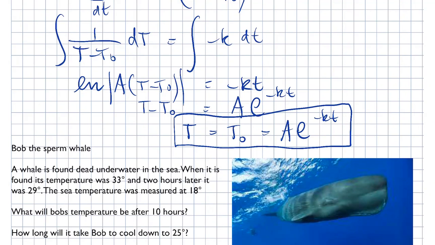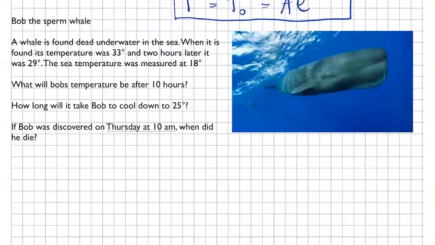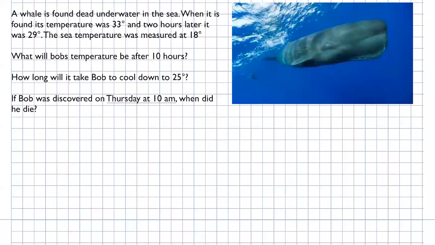So let's go ahead and solve a problem. So here's Bob the sperm whale, and a whale is found dead underwater in the sea. When it is found, its temperature was 33 degrees, and 2 hours later, it was 29 degrees. The sea temperature was measured at 18 degrees. All right, well, we've got some information that we can work with.